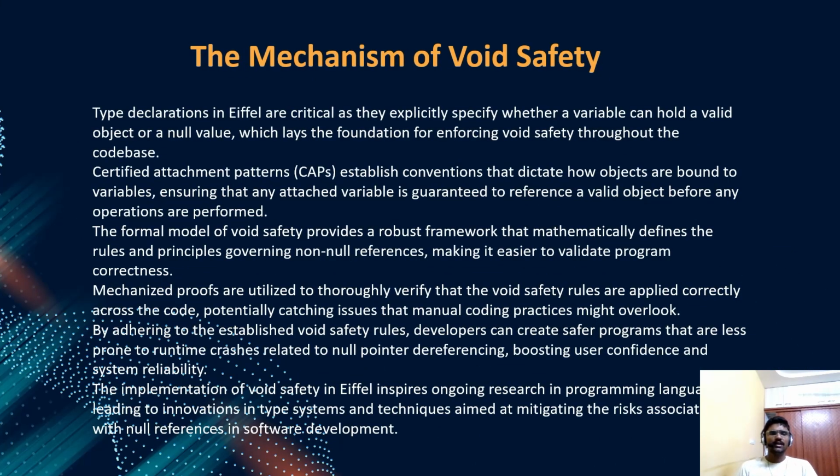Mechanism of void safety. Type declarations in AFL are critical as they explicitly specify whether a variable can hold a valid object or a null object, which lays the foundation for enforcing void safety throughout the code base. Certified attachment patterns establish conventions that dictate how objects are bound to variables, ensuring that any attached variables are guaranteed to reference a valid object before any operations perform.